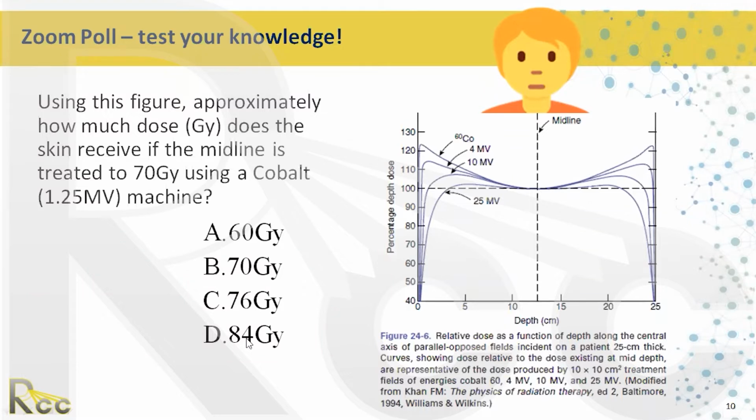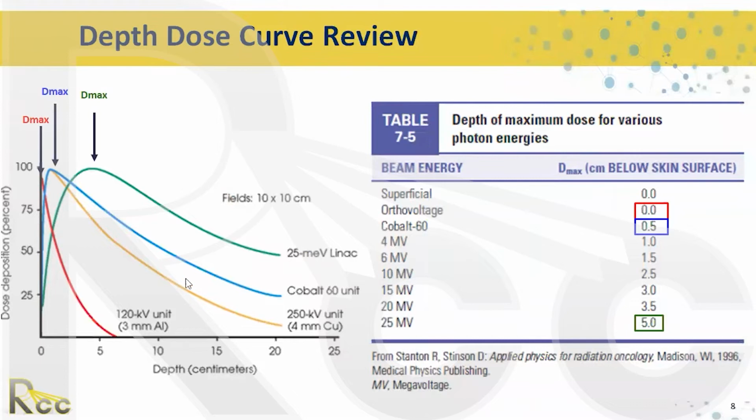Okay, well, I'm pleased to report that most people got it right at 84 gray. The idea that you're giving 70 gray here at the midpoint with cobalt 60, as you look at this graph here, the given dose is about 120%. So you have to give the equivalent of 84 gray to get the 70 gray in the middle. Don't forget the depth dose at 12.5. If you look at this curve here, the depth dose at 12.5 is only 50%.